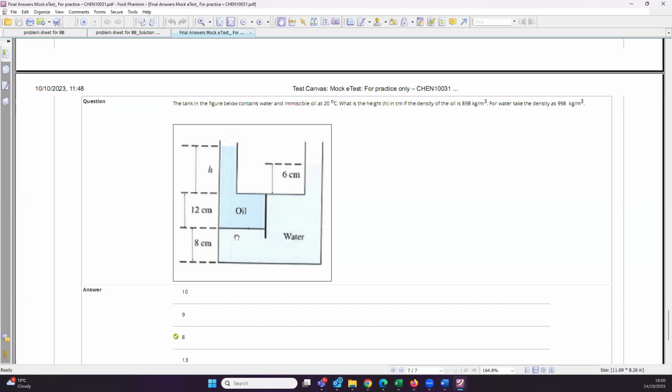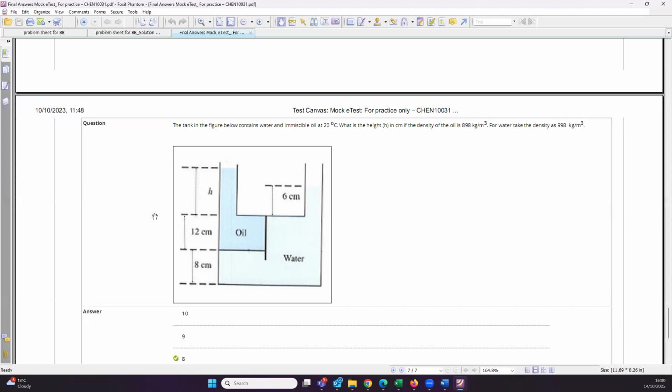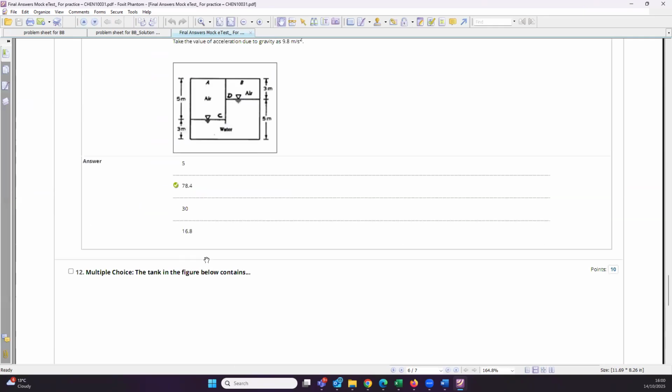So first of all, what you need to solve this question, as you guys know, this is a hydrostatic pressure question, or most of the questions are hydrostatic pressure related. So you need to know their density, the density of oil. I'm not sure if it is given.